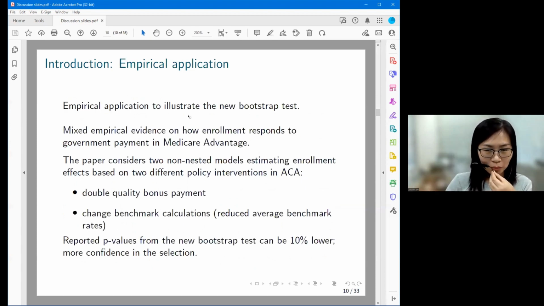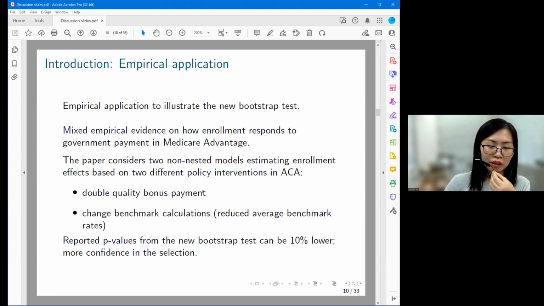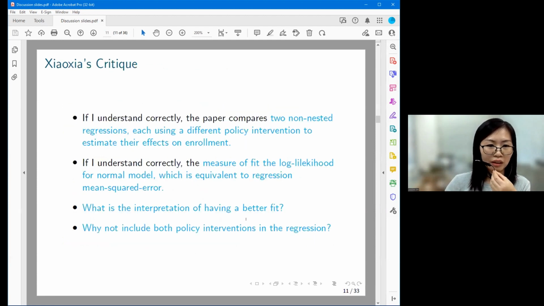So this paper also did an empirical application. I am not an expert on ACA, but it appears to me that this paper considers two non-nested models that estimate the enrollment effect based on two policy interventions in the ACA. One is a double quality bonus payment, and the other is the reduction of benchmark, a change of benchmark calculation. And so I believe the paper compares two non-nested regressions, one using the double quality bonus payment as a regressor and some control variables, and the other using the benchmark calculation as a regressor.